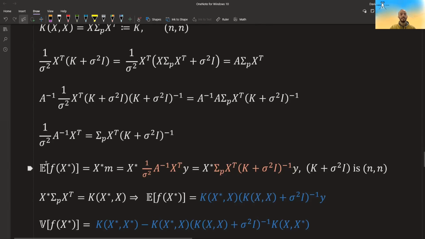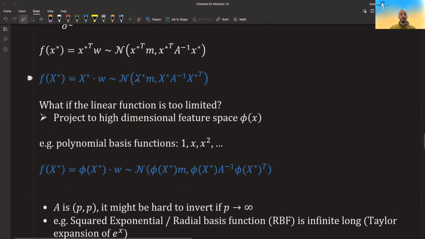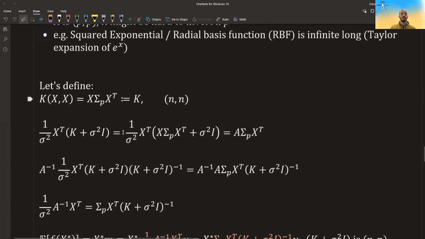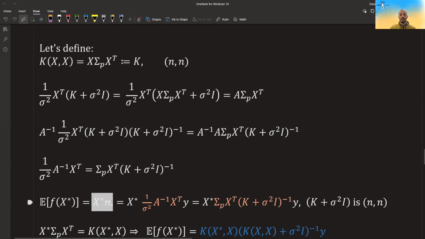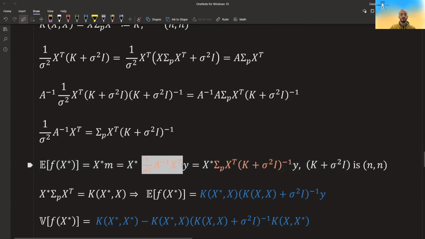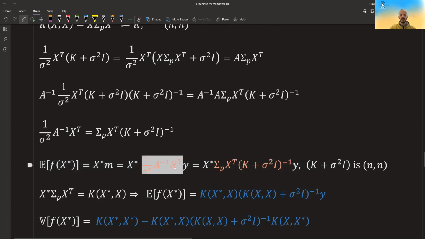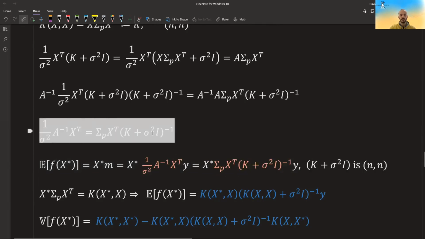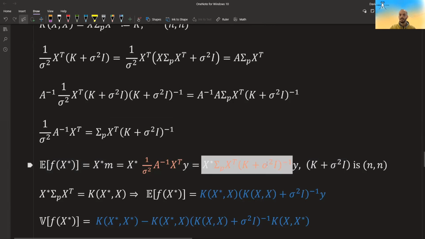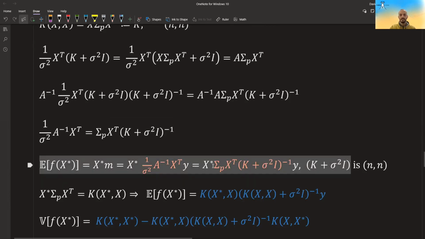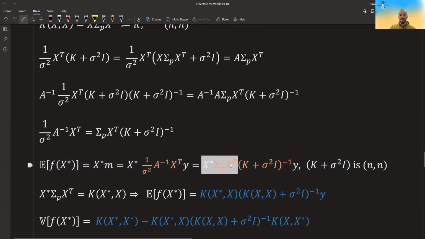Now we want to look at the mean. We want to calculate the mean of our new points. So what is the mean? It's just this thing over here. What is m? Well, it's just this expression as we defined it before. But now I want to take this part and replace it with this part over here, because I just showed you this identity. And we get this whole expression. And now I will define this thing to be K of x star, x. And what we get is K of x star, x times K of x, x plus sigma squared I, all this inverse, times y.